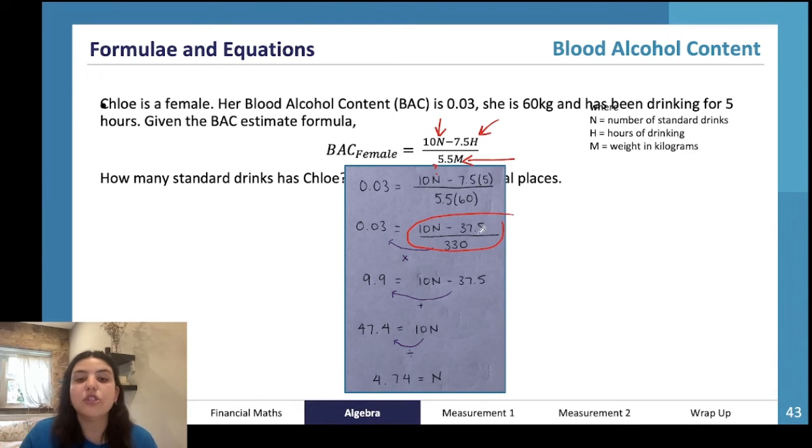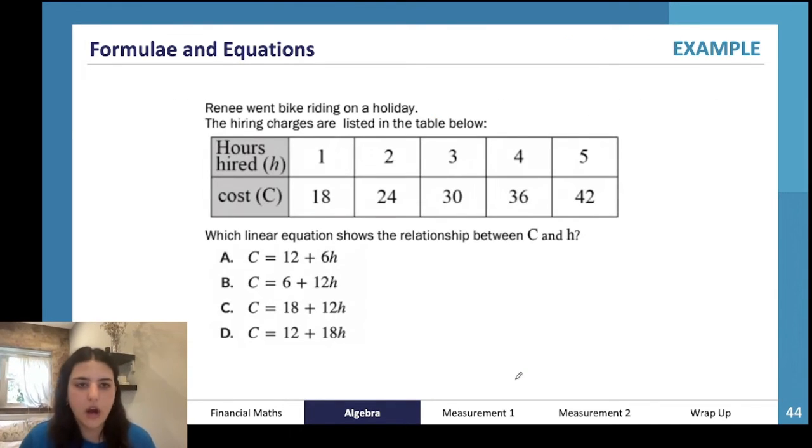We're then going to change the subject, so we're going to times each side by 330, and that gives us 9.9 equals 10n minus 37.5. And then we're going to add 37.5 to the other side, which gives us 47.4 equals 10n. We divide 47.4 by 10, and we get 4.74 standard drinks. All right, we're going to continue on to a couple more practice questions here.